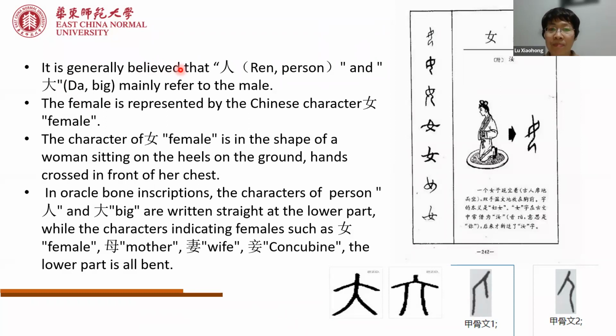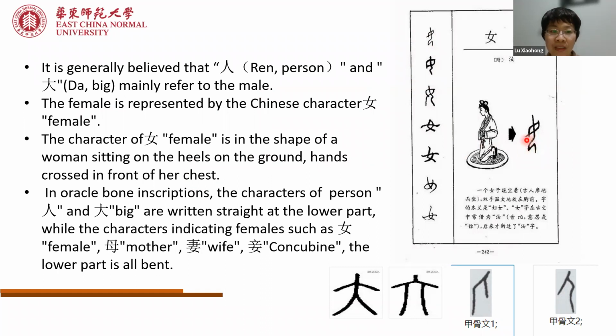Now, it is generally believed that 人 person and 大 big mainly refer to the male, while the female is represented by the Chinese character 女, female. So the character 女 is in the shape of a woman sitting on her heels on the ground, as we have just mentioned, with her hands crossed in front of her chest. So that's her hands crossed.